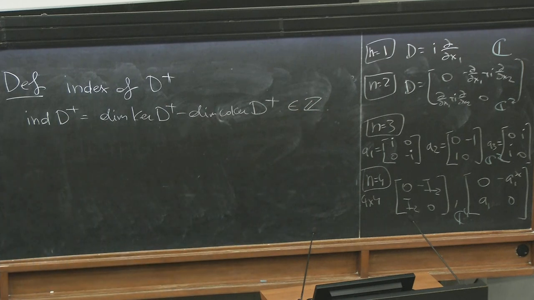Okay, so here we use ellipticity in a very, very strong way. In general, neither of these two numbers is finite. But in this case, because of ellipticity and on a compact manifold, so from now on I'll always work with compact manifolds, this turns out to be an integer.